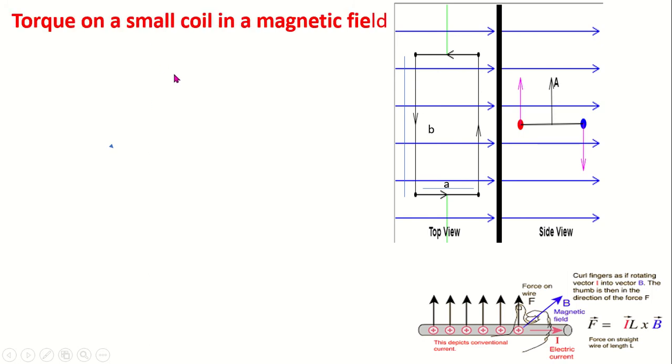But today we will learn one thing. If a current carrying coil is placed in the magnetic field, then what would happen? Okay, so let's try to explain it. We will calculate today the torque on a small coil in a magnetic field.